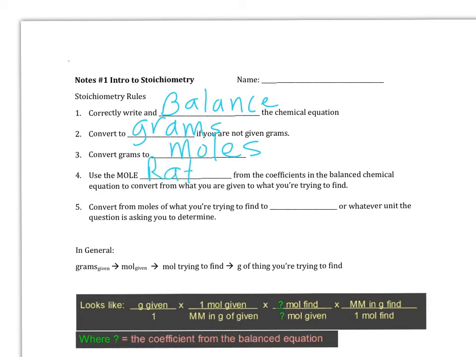You're going to use the mole ratio, which is from the coefficients in the balanced chemical equation. And those, it's just really the ratio of the coefficients. And then we use what we're given to try to find what we're trying to find. And number 5, convert from moles of what you're trying to find to grams, if that's what the question's asking. Sometimes you can stop at moles, which saves you a lot of work.